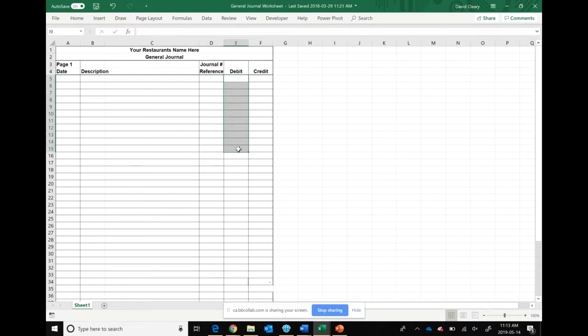The next column is where you would put any debited money or debited information. And on the right-hand side, that's the column where we would put any credited information. So again, this is just a big list of all the journal transactions that have happened over the course of a week, a month, a quarter, things like that.